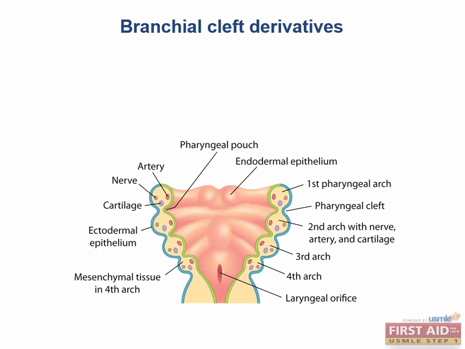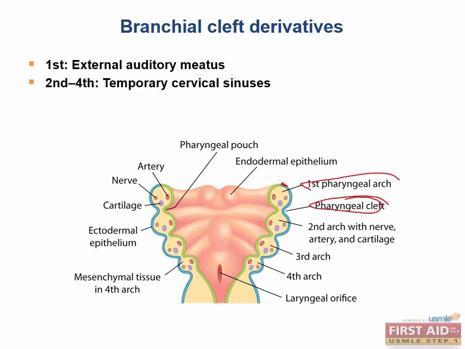The branchial clefts. So the first branchial cleft develops into the external auditory meatus. You can see it right here. The second, third, and fourth clefts formed these temporary cervical sinuses, which are obliterated by the proliferation of the second arch mesenchyme. One type of malformation, called a persistent cervical sinus, refers to a branchial cleft cyst within the lateral neck. The way USMLE likes to test on this one is to present a kid with a painless lump on the side of his neck that does not move when he swallows.